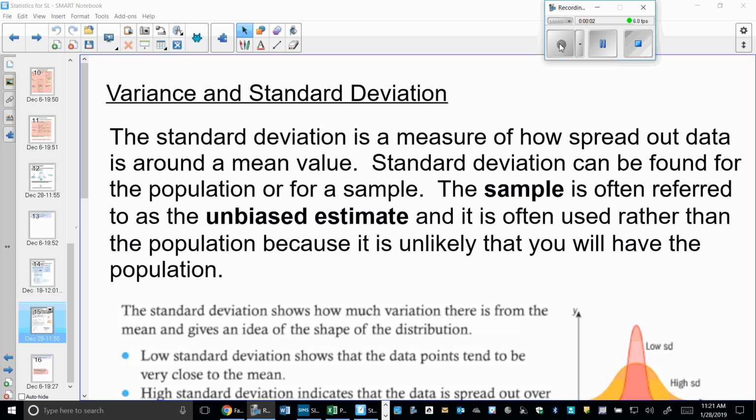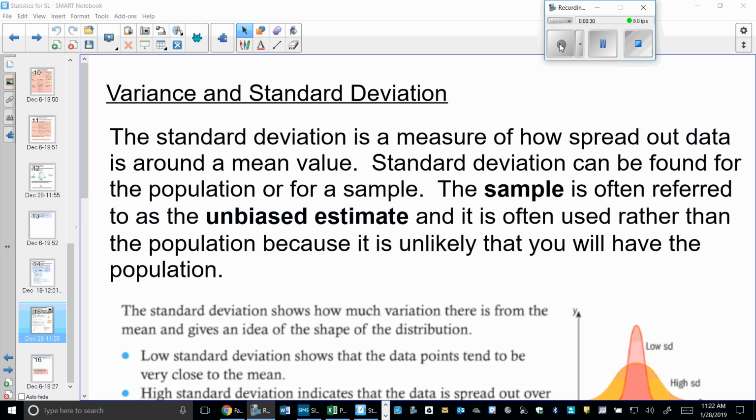Okay, so variance and standard deviation. So the standard deviation of your data, as it says, is a measure of how spread out it is from the mean. Okay, so if your standard deviation value is high, it means that your data is quite spread out compared to the mean. If your standard deviation is small, it means that your data is all quite close together.